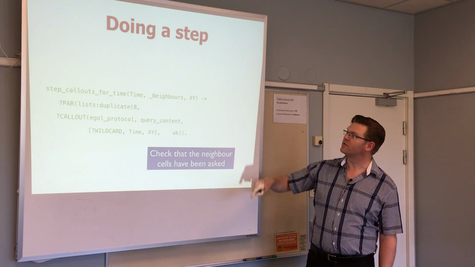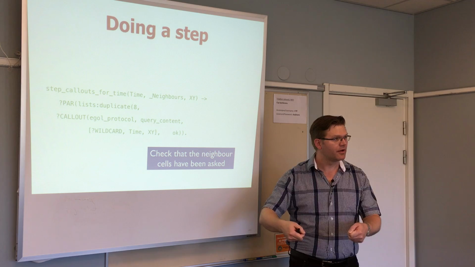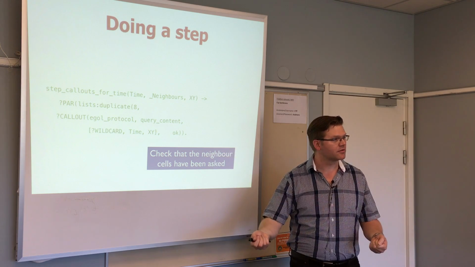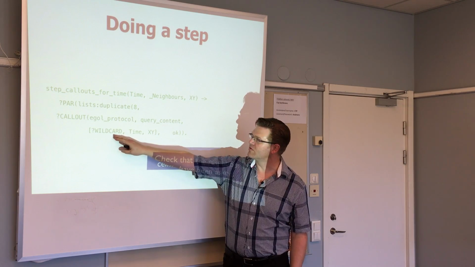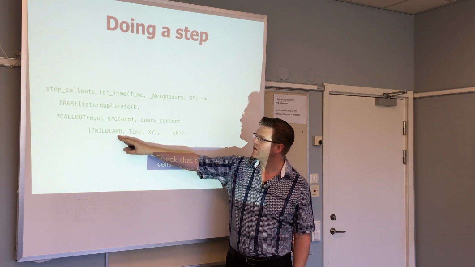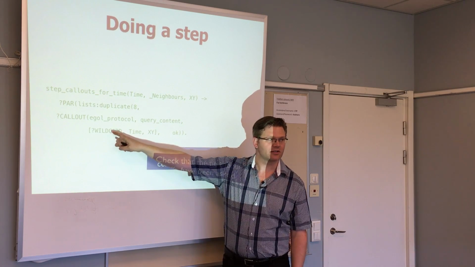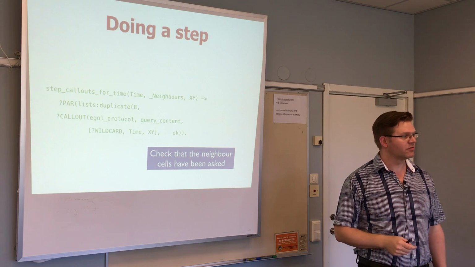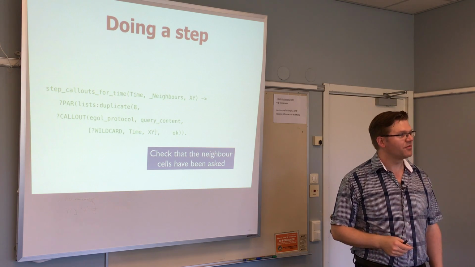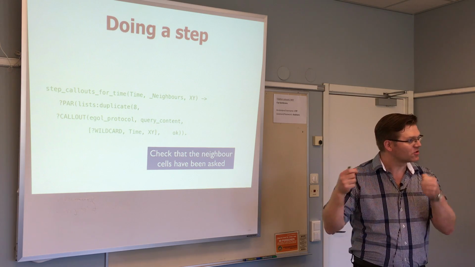But then I do this step callouts for time. So when I'm doing a step, I should call out to all my neighbors. And you can see here, I'm expecting that I do it to a wildcard cell and then reply back to myself. I would really, really like to state exact names of each of the cells here. I've never been able to get that to work.